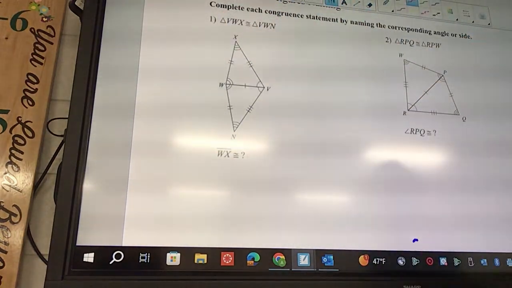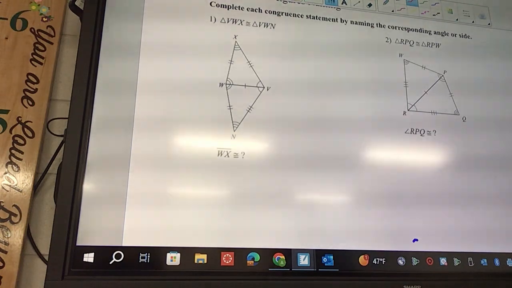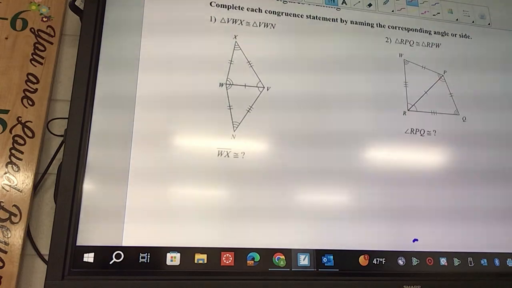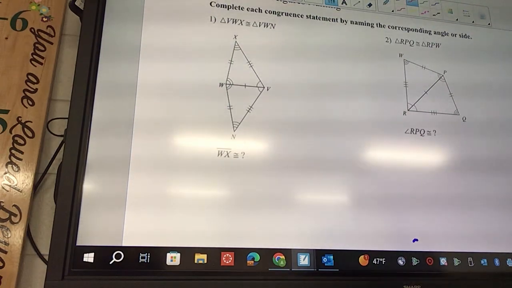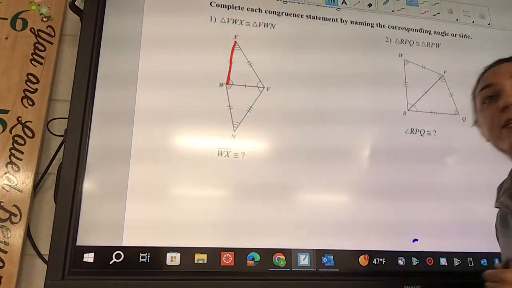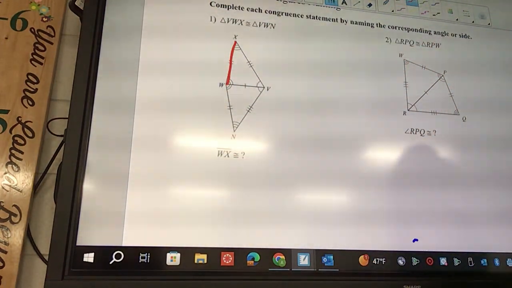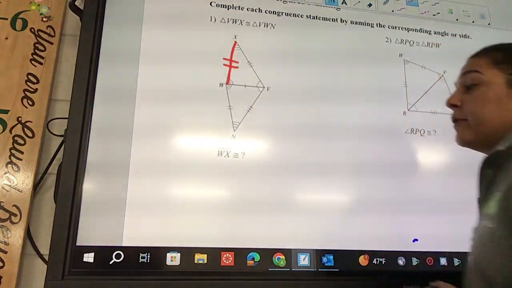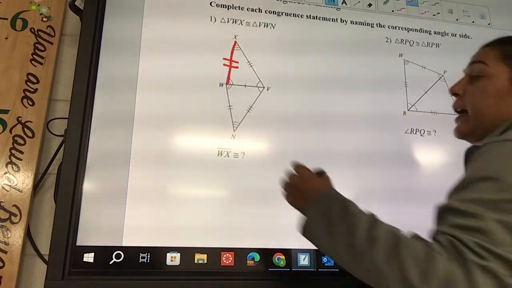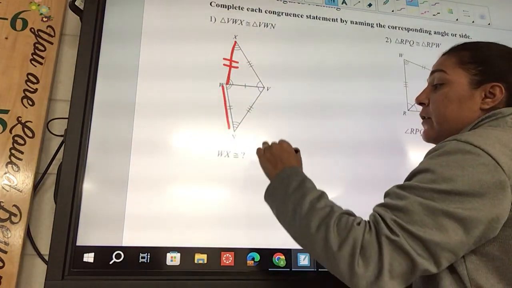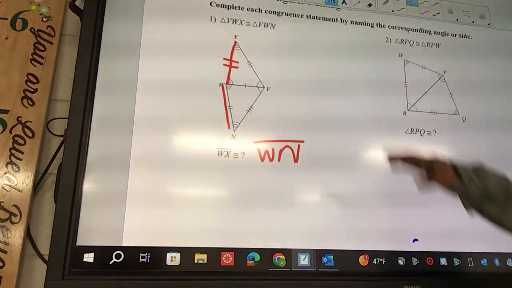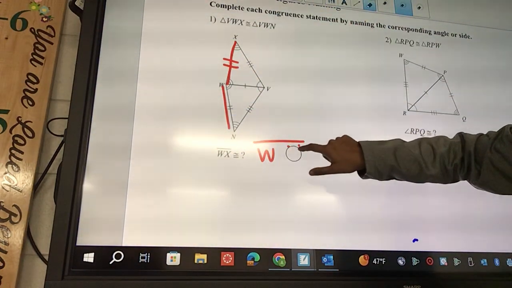So on this, WX, that's what our question is asking us. Find from W to X. How many tick marks does that have? 2. They want you to find the match. It's got to be W to N. Here's where it does matter. My answer should look like this, W to N with a bar above it, which means a segment.